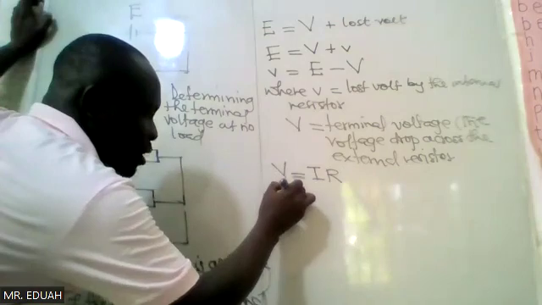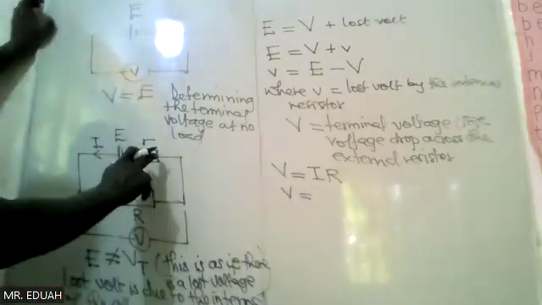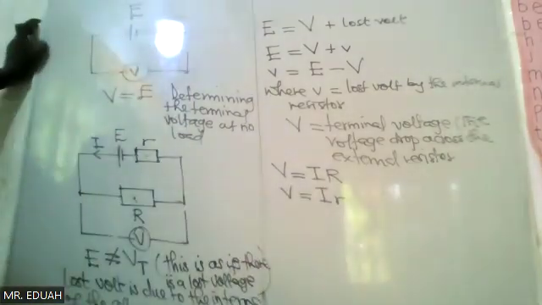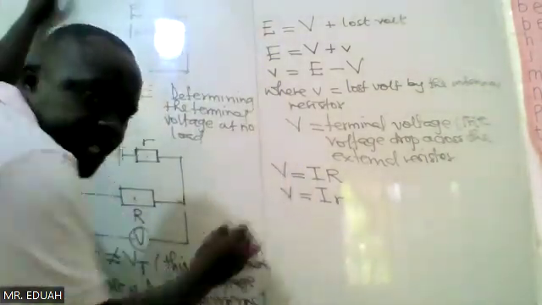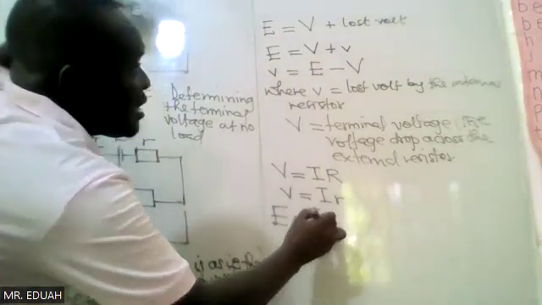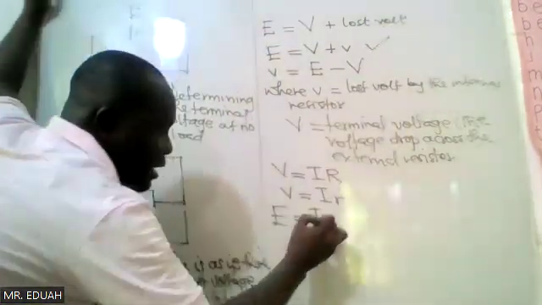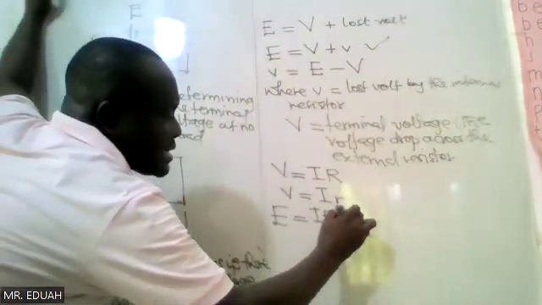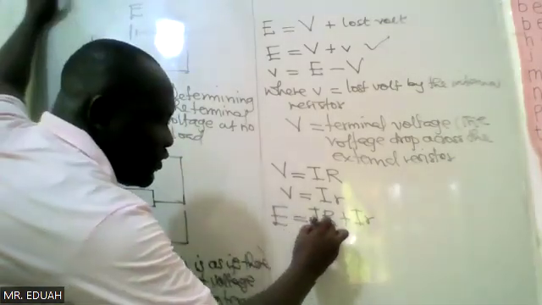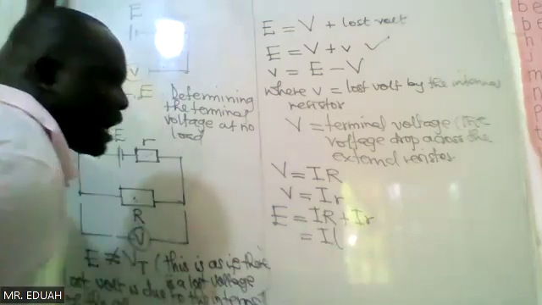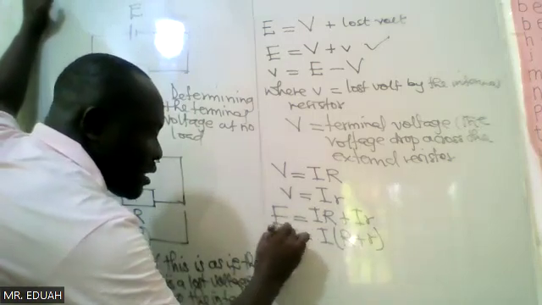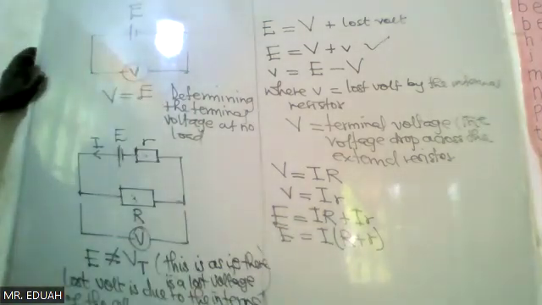Then the lost volt, small v, because the same current will also pass through, is equal to I times small r. So when we put that into the equation, we have big E equal to IR plus I small r. Therefore, when we factorize big I out, we have R plus small r.